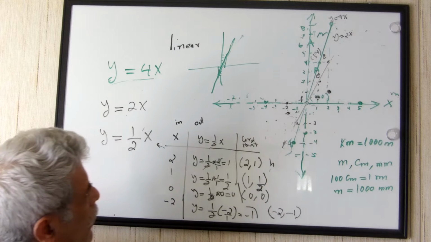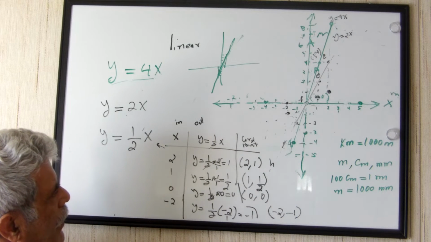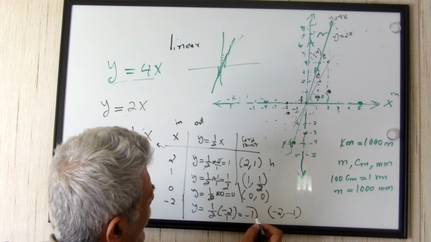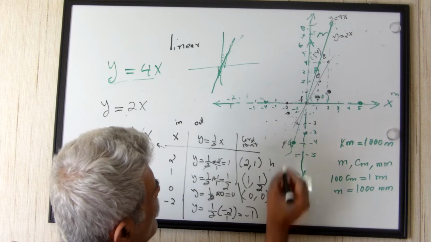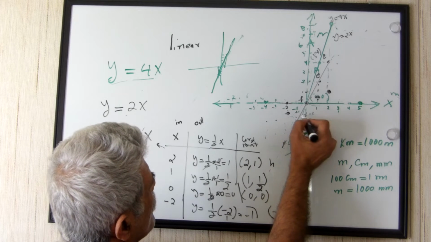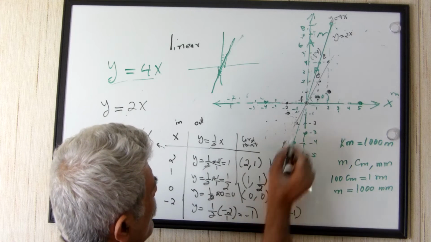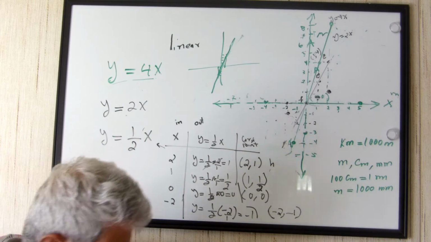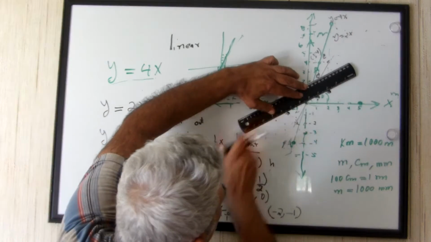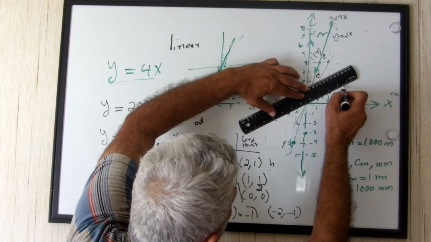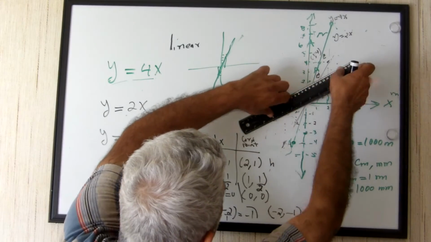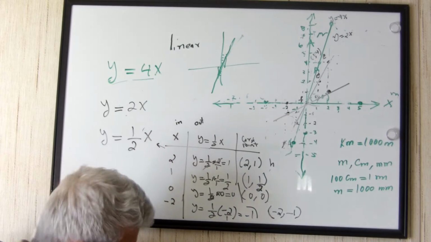And then we have this point 0, 0, and then minus 2 and minus 1, it's going to be this one, minus 2 for x, minus 1 for y. Okay, let's connect these points to see what the graph of this equation looks like, I mean this function.